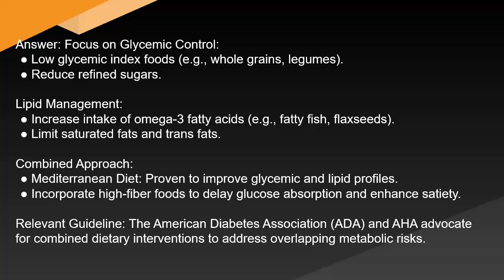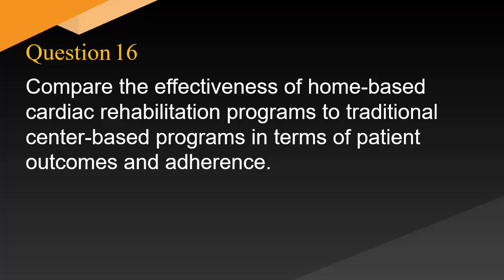Combined approach, Mediterranean diet. Proven to improve glycemic and lipid profiles. Incorporate high-fiber foods to delay glucose absorption and enhance satiety. A relevant guideline. The American Diabetes Association (ADA) and AHA advocate for combined dietary interventions to address overlapping metabolic risks. Compare the effectiveness of home-based cardiac rehabilitation programs to traditional center-based programs in terms of patient outcomes and adherence.